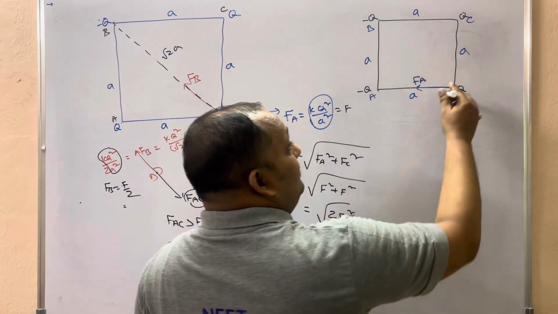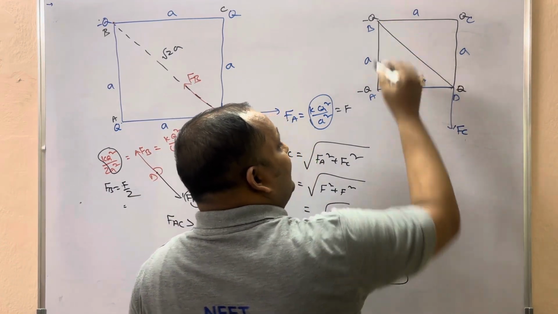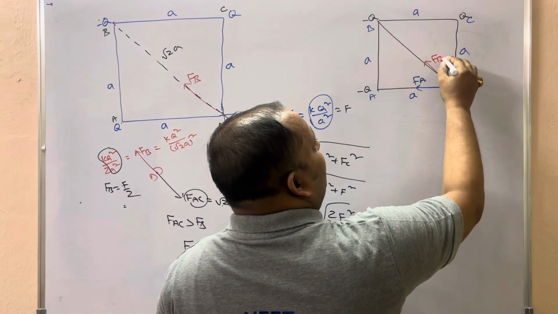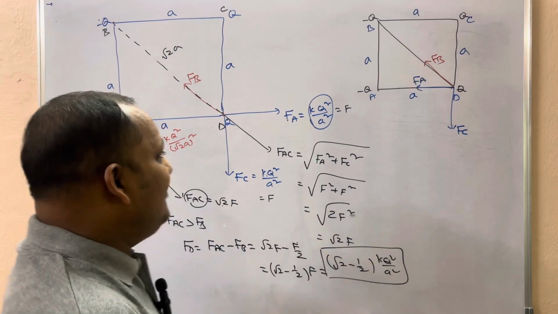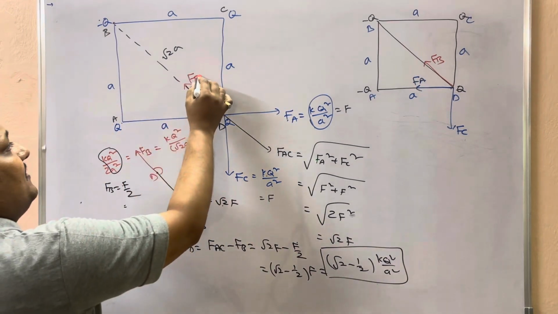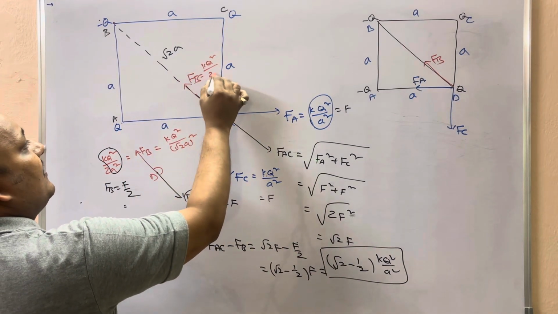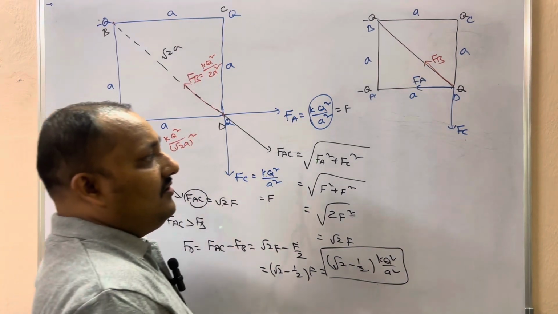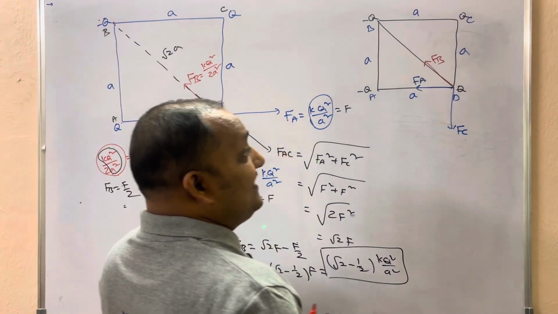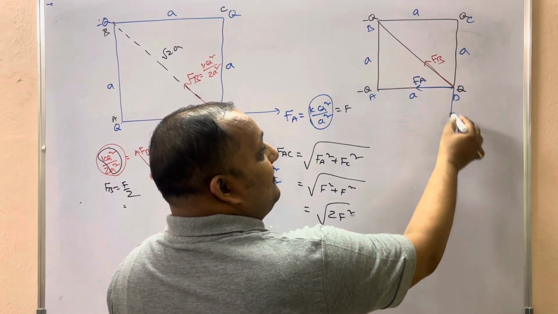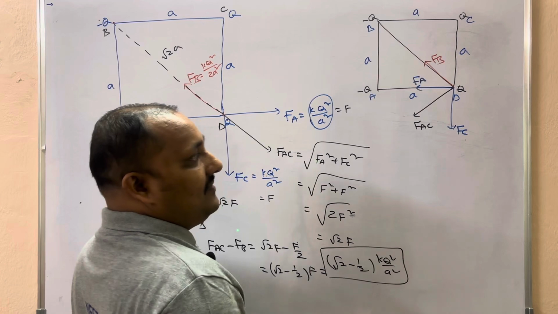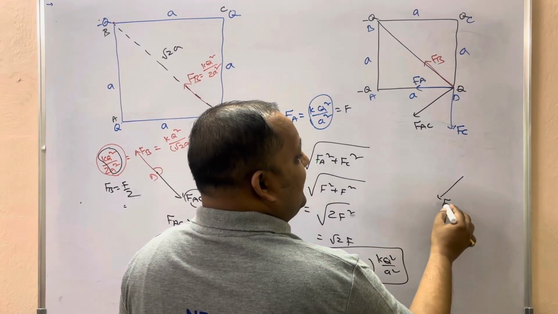FB will be acting like this, correct? Because this is attractive. What is FB? The same. FB value is nothing but kq square by 2a square. Like this you will get. Now see the resultant of FA and FC, because this is 90 degrees. This is FAC.